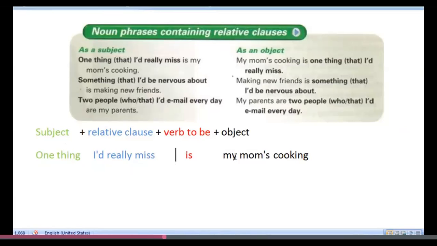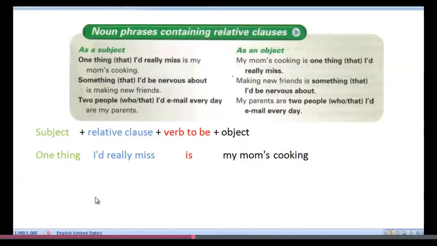And then it's followed by the object of the sentence. So in this case, my mom's cooking is the object of the sentence. What we're going to do right now is include a lot of relative clauses so that you can see that this topic can become a little bit confusing. But if we understand this structure, it shouldn't be difficult to complete. So let me include lots of relative clauses.